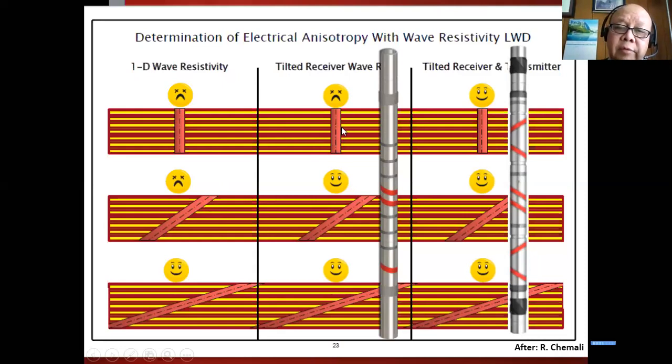Then we go to the next step, we get a tilted receiver. When we use the tilted receiver, it's still not that great for a vertical well. But we start to be able to resolve the anisotropy even in relatively deviated wells, and of course, for the very highly deviated well, it's suitable. Then go next step further. We also use a tilted receiver plus the tilted transmitter. Then it can be used to identify anisotropy in vertical wells, relatively deviated wells, and very, very highly deviated wells.